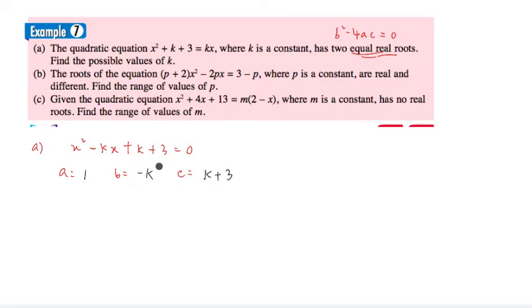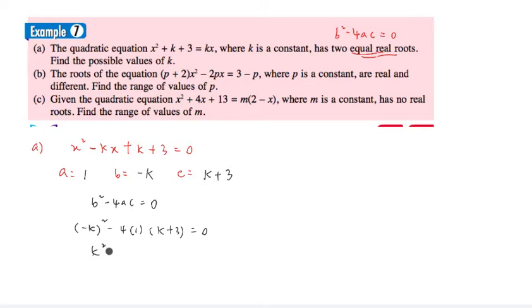Now we start from here. B squared minus 4ac equals 0. This one is given by the question. Why? Because the question told you that it has two equal real roots. So I will start with b squared minus 4ac equals 0. I just copy it down, equals 0. Then we can find the possible value of k.